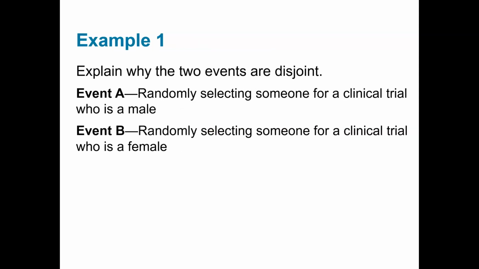So let's just do a couple of vocabulary examples here. Explain why the two events are disjoint. So they're telling us already that they're disjoint, and disjoint means no overlap. So let's look here. Randomly selecting a male and randomly selecting a female. Can you have someone who is both male and female at the same time? No. So these are disjoint because you cannot be both male and female at the same time. You can't select someone who's both male and female.